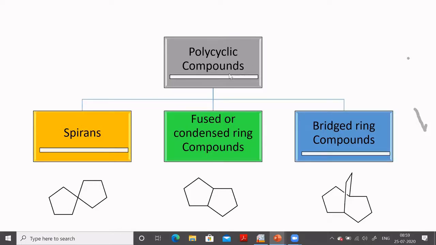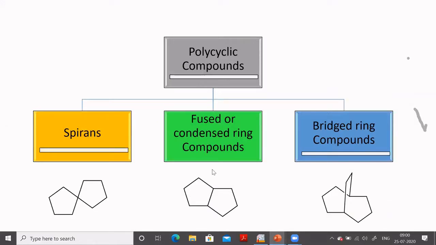So polycyclic compounds are divided into three categories. Spiro: two rings are attached with one common atom. Fused or condensed ring: two rings are attached with two common atoms, and compulsorily these two common atoms have to be adjacent carbon atoms. And the third one is bridge ring compounds, where the two rings are attached through more than two carbon atoms, but these carbons are not adjacent. They are across the ring atoms.